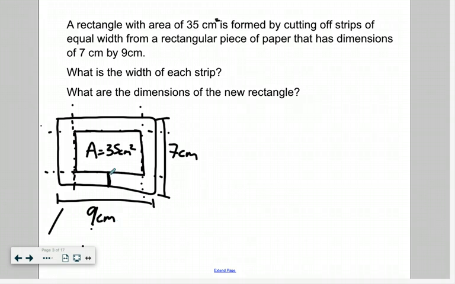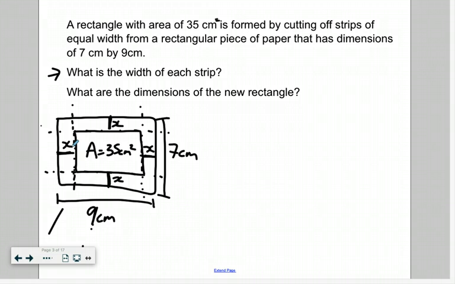So I know that this width is equal to this width, which is equal to this width, which is equal to this width. And again, we're being told that they're equal, and it's the thing that we're being asked for in this part about what is the width of each strip. So that's the variable that we're trying to solve for. That's the value of x.